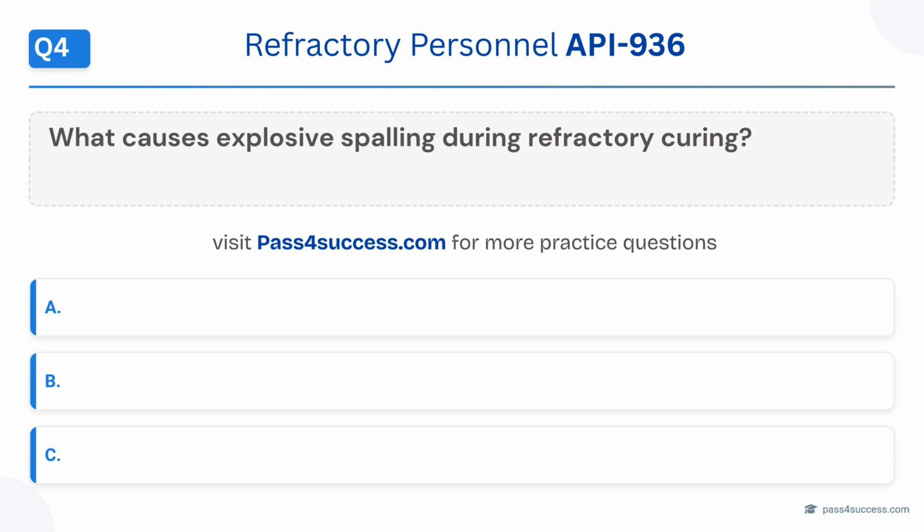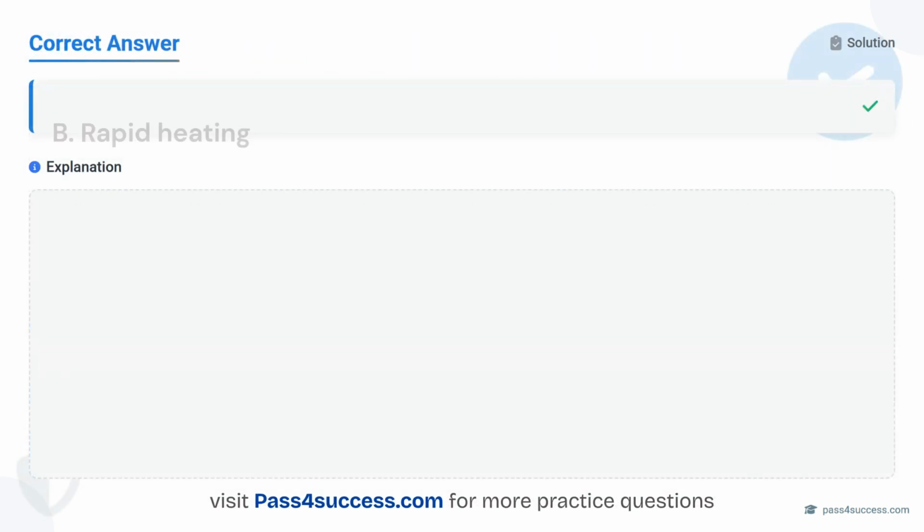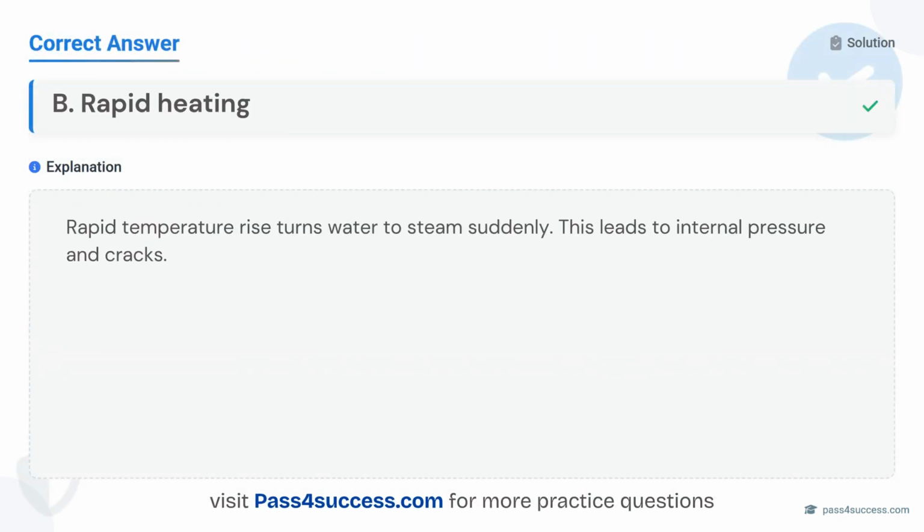This one trips up a lot of candidates. What causes explosive spalling during refractory curing? A. Incorrect installation angle. B. Rapid heating. C. Low binder quality. Correct answer is B. Rapid heating. Rapid temperature rise turns water to steam suddenly. This leads to internal pressure and cracks.